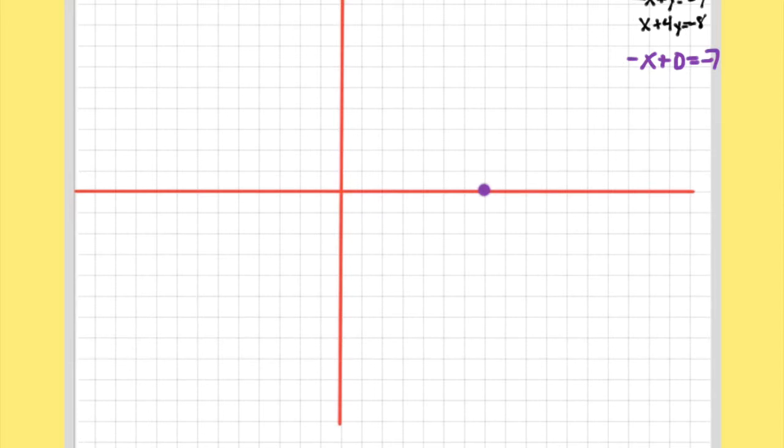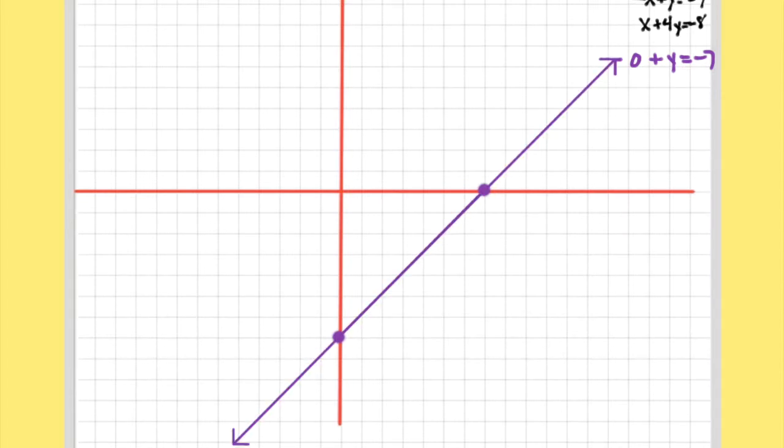Now, plug in 0 for x instead, and tell me what you get for y. Y is negative 7, so our y-intercept is negative 7. So we have 2 points, which is all we need in order to graph a line. There we go. There's our first line.